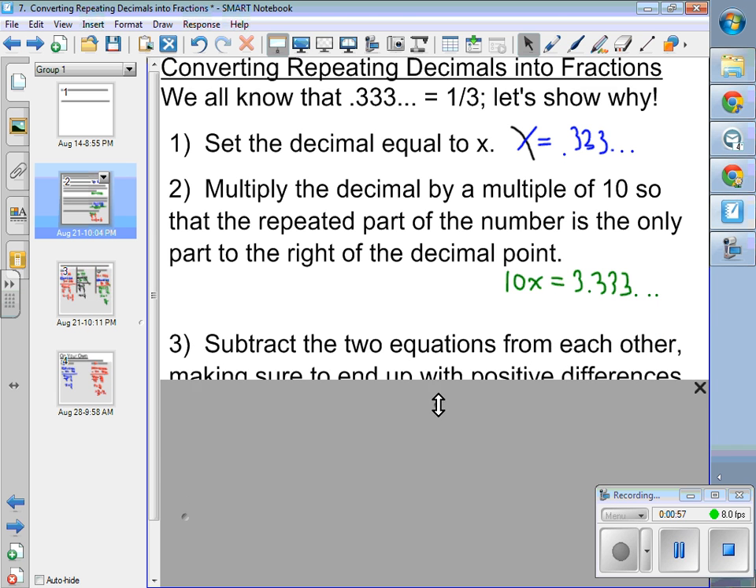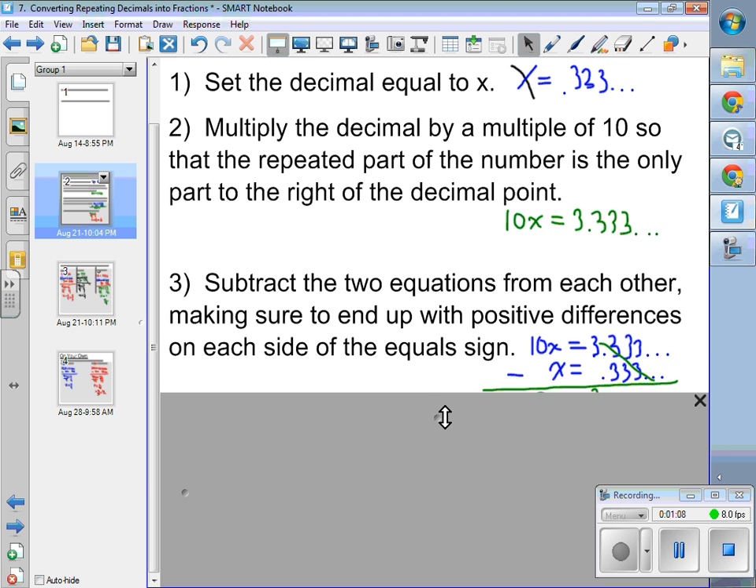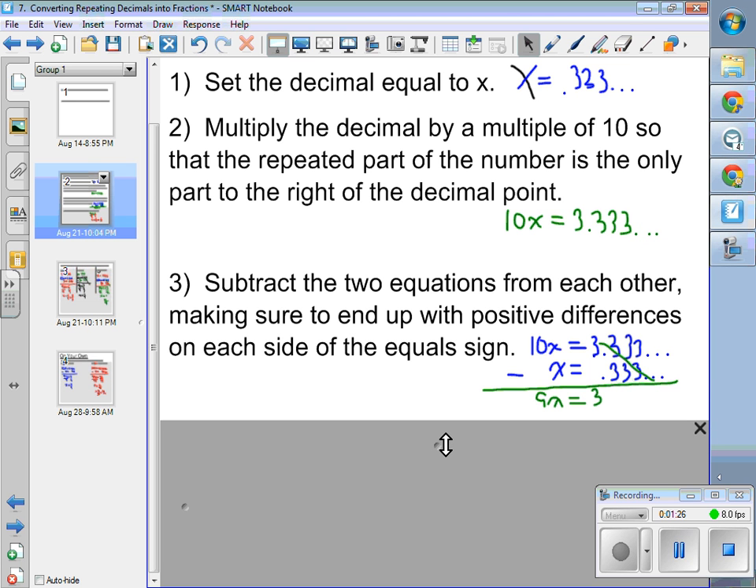Then we subtract the two equations from each other, making sure to end up with a positive difference. So we do 10x equals 3.3333 minus x equals 0.3333. So all the decimal stuff cancels each other out. We're left with 10x minus x, which is equal to 9x, and 3 on the other side. 9x equals 3. So now we simply have to solve for x.